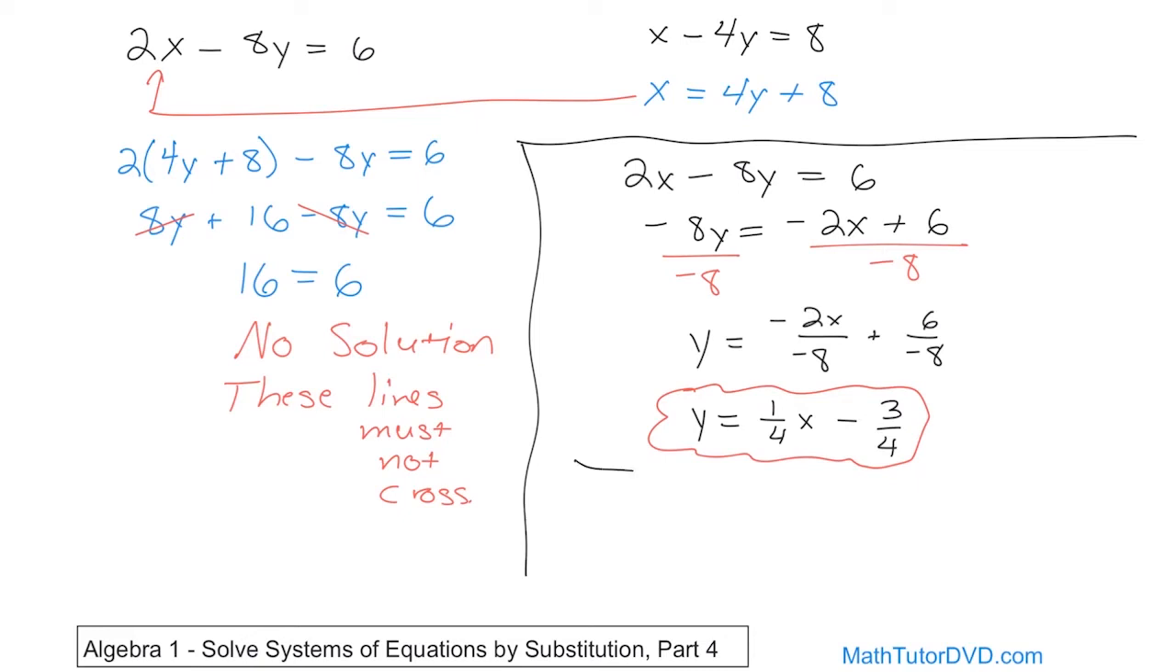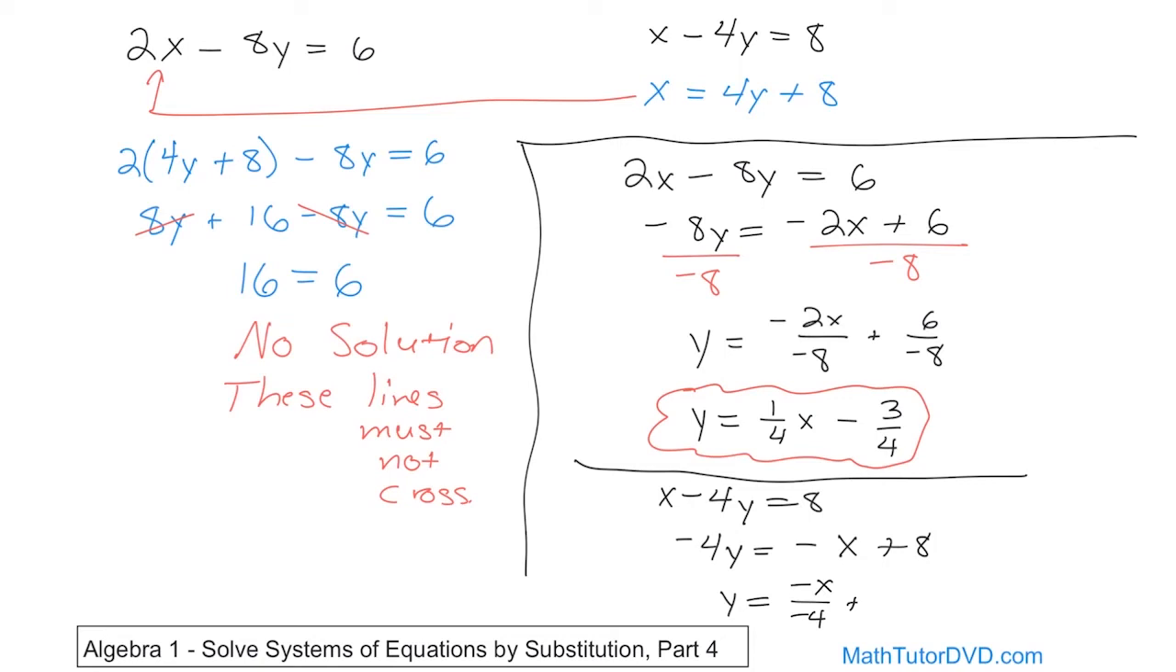Now let's take a look at the second one. The second one is x minus 4y is equal to 8. Let's again put that one in slope-intercept form. So what we'll do is we'll take the x and move it over by subtraction. So we'll have negative 4y is equal to negative x plus 8, just subtracting, right? And then we'll have y is equal to, we're going to divide both sides by negative 4. So this will be divided by negative 4, and this will be divided by negative 4. So we'll have negative x divided by negative 4 plus 8 divided by negative 4.